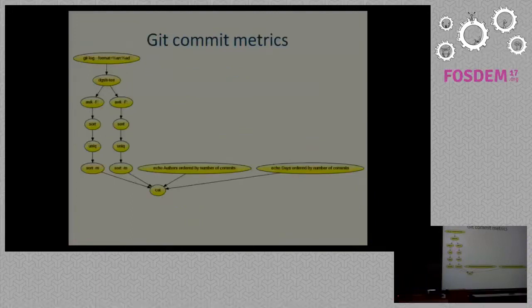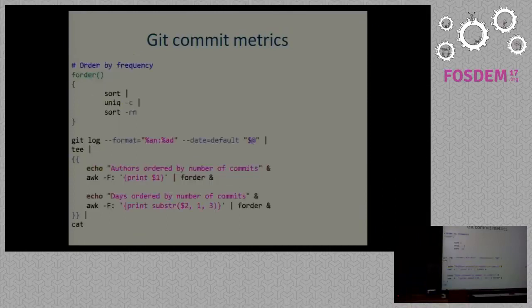As another example, say you want to run git log, and you want to find who has done the most commits and on which days these commits have happened. You can do that with a sort, uniq, and sort again sequence, but you want to do it once for each without running log multiple times.